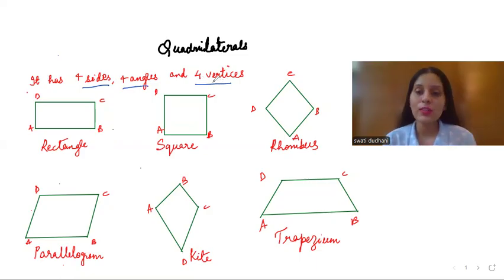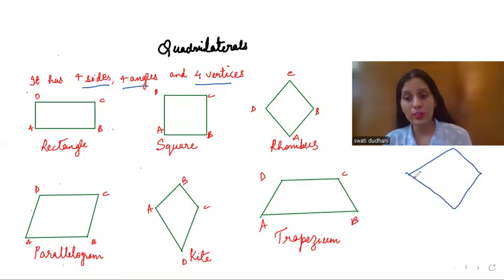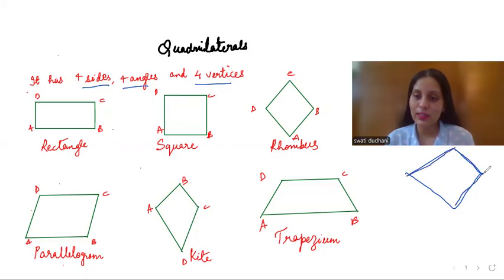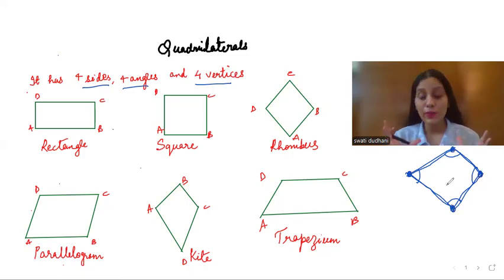So, a quadrilateral is any four-sided figure, whatever shape I make of a four-sided, like let's say this. This is a quadrilateral because it has four sides. So, this is one side, this is another side, third side, fourth side, and it has four angles: first angle, second angle, third angle, fourth angle, and it has four vertices: first vertex, second vertex, third vertex, and fourth vertex. Any four-sided closed figure is a quadrilateral.